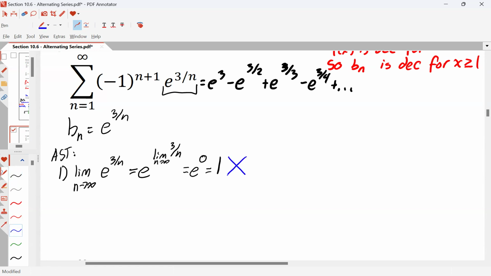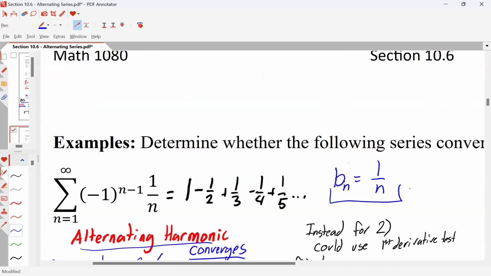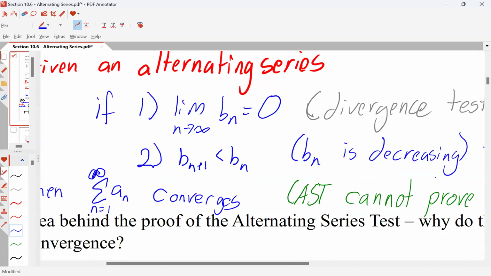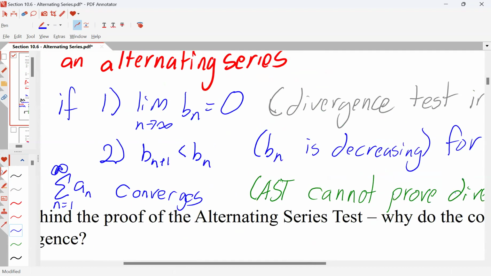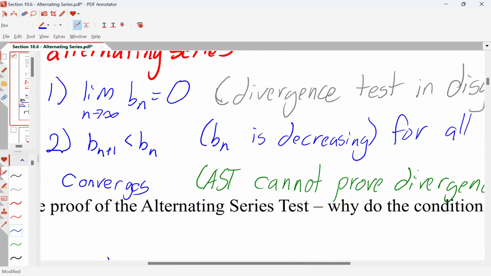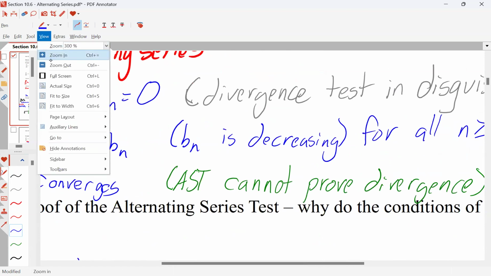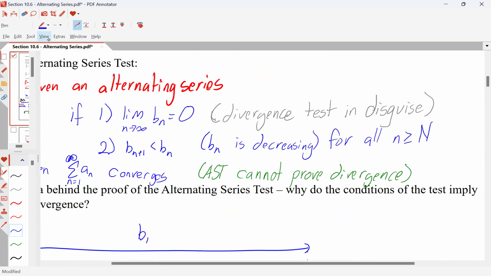That means the first property is not met. Going back to our series test, if the two properties are met, then the series converges. However, the alternating series test cannot prove divergence. So the first property failed, and we already know the alternating series test is not working. However, this is why we check this property first, because it is the divergence test in disguise.